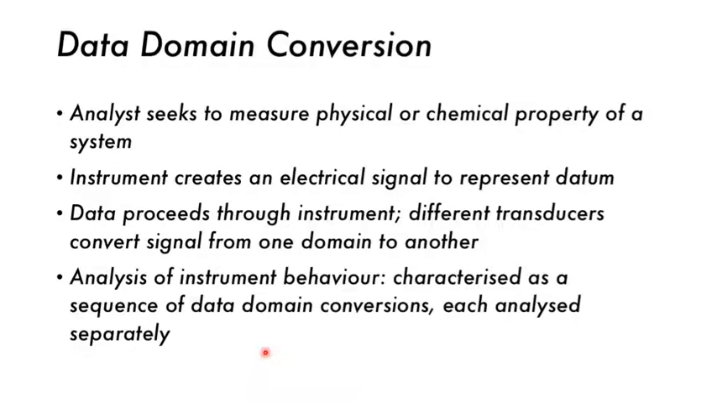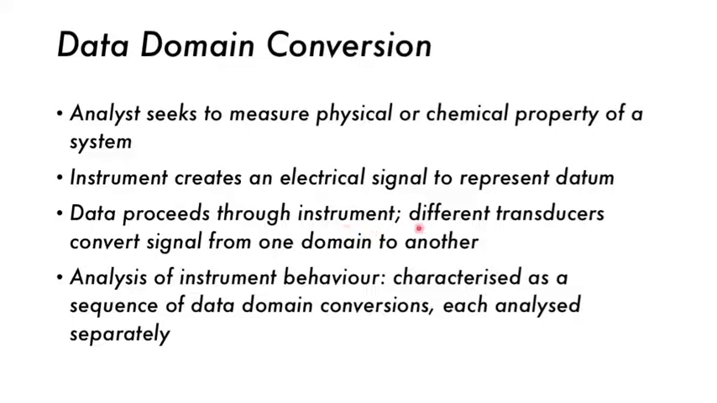So data domain conversion is important because remember, we want to measure the physical and chemical properties of the system. However, that's hard. So what we do is we get an electrical response from that. Then we have to convert that back to our physical or chemical property. So the analyst seeks to measure physical or chemical properties of a system, and the instrument creates an electrical signal to represent the datum, whatever it is that we're actually measuring.